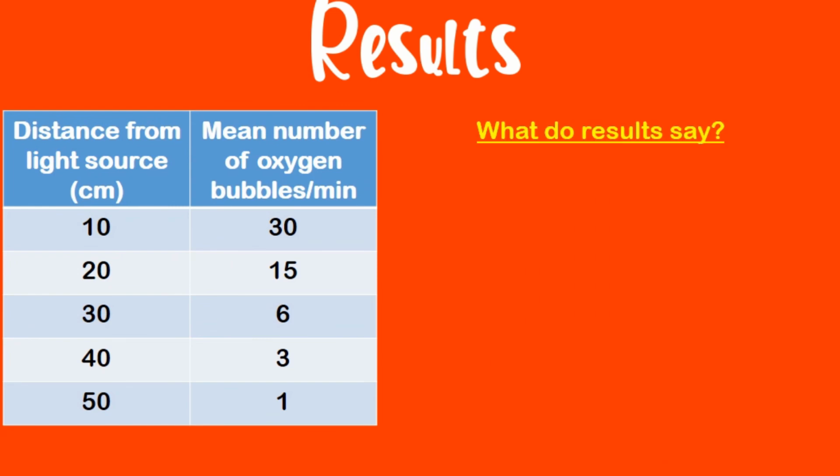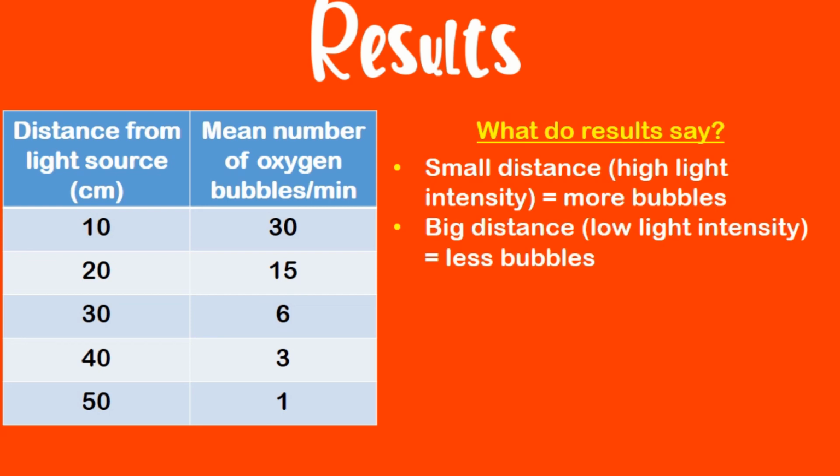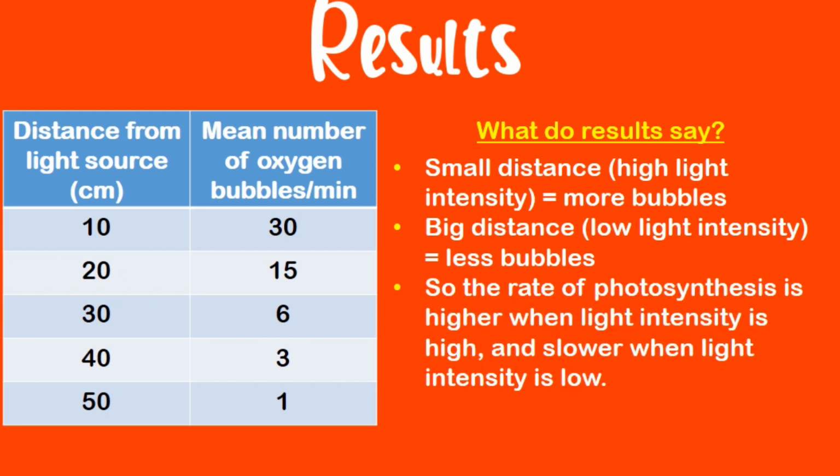So let's just think about explaining these. What do the results say? Well, we know that at a small distance, like 10 centimeters, where there's a high light intensity, you're going to have more bubbles. We can see it's got 30. And at a big distance, where you've got a low light intensity, you're going to have less bubbles. We can see it just had one single bubble there. So the rate of photosynthesis is higher when light intensity is high, and it's slower or less when light intensity is low.